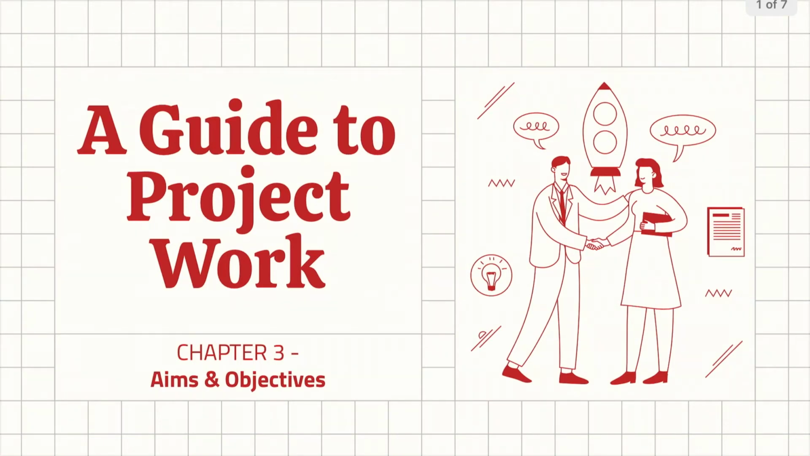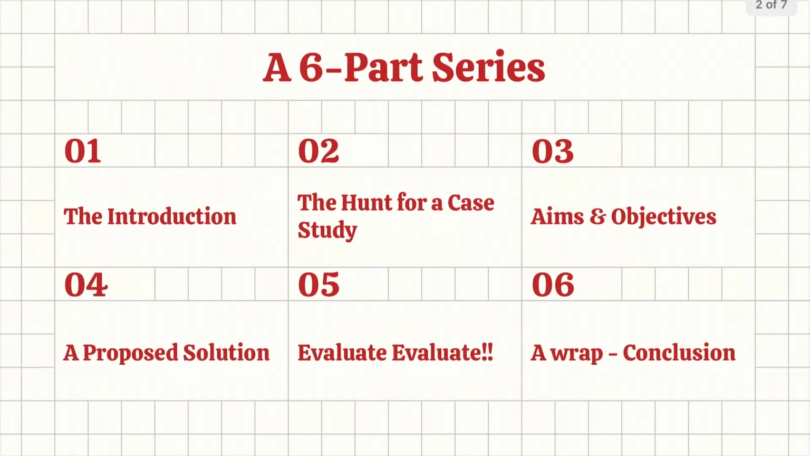Right, in this next part of our project work series, a guide to project work, we're going to be covering chapter 3 on aims and objectives. So aims and objectives is usually a part of the entire written report that you should have. It's basically laying out the direction for the project, how your group intends to take it towards meeting its goals and whatever your group wants to achieve. So it's good to always lay this out, and we'll see how you can actually do this.